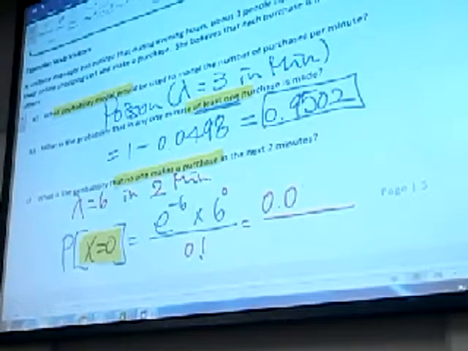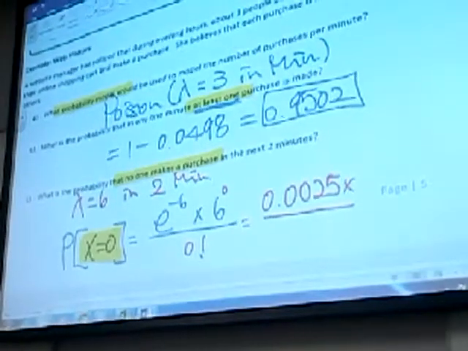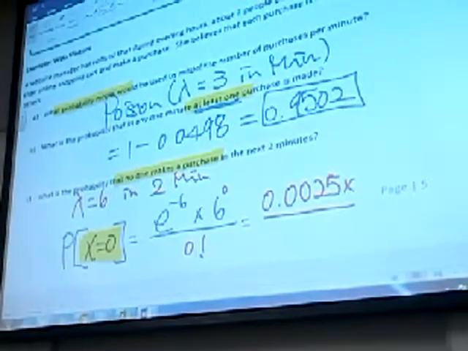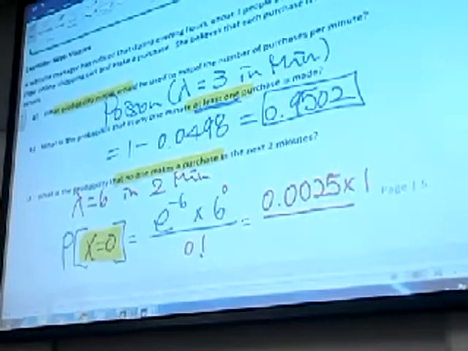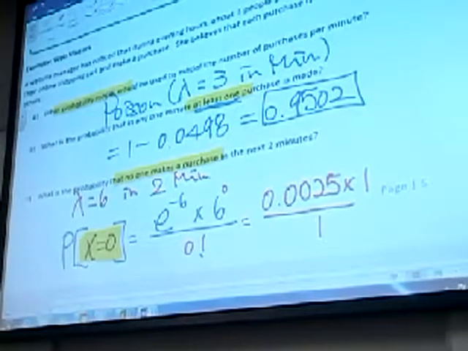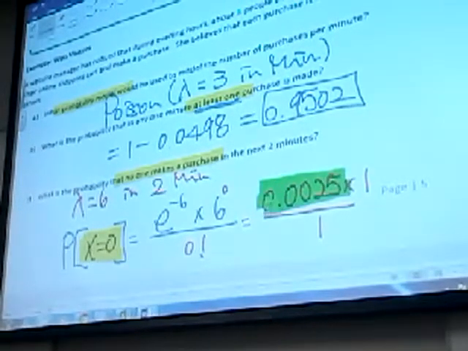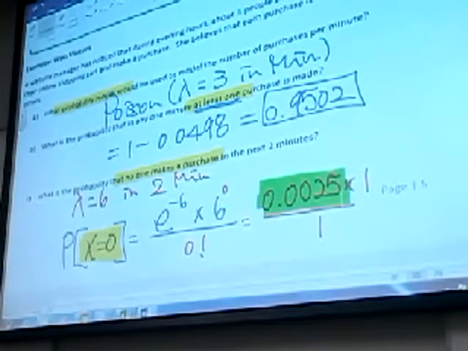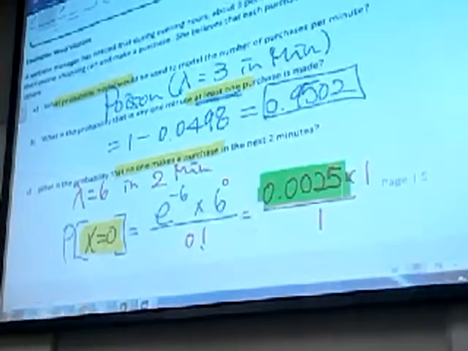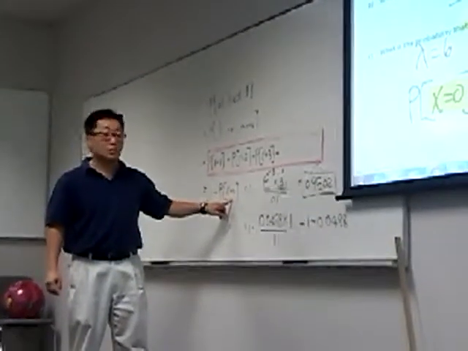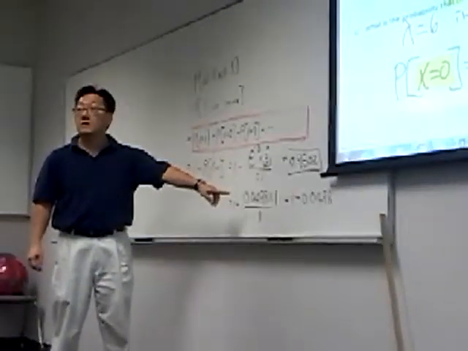0.0025. How much will be the power 0? With the power 0, 1. How much will be the 0 factorial? 1 again. What is the probability? 0.0025. In this case, x equals 0 was about 5%.